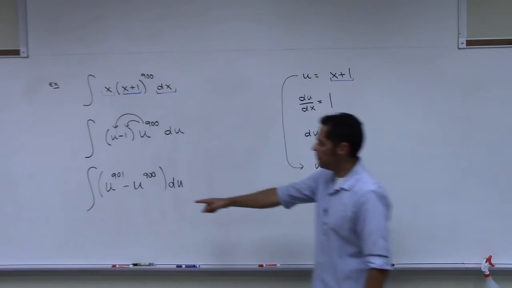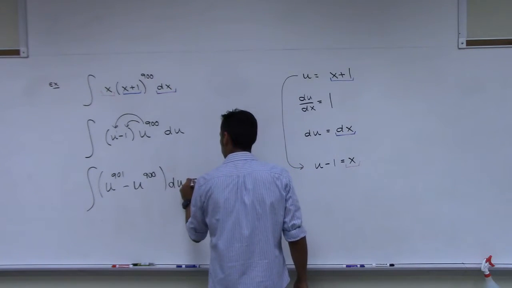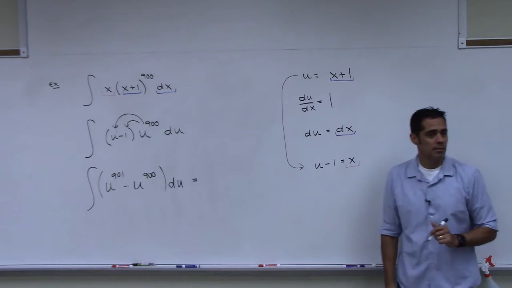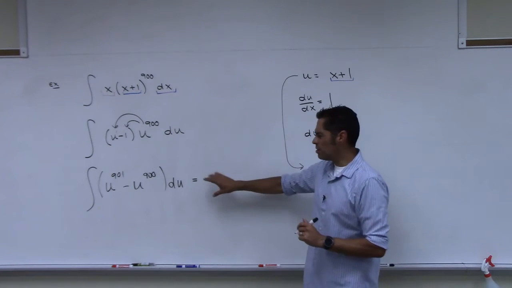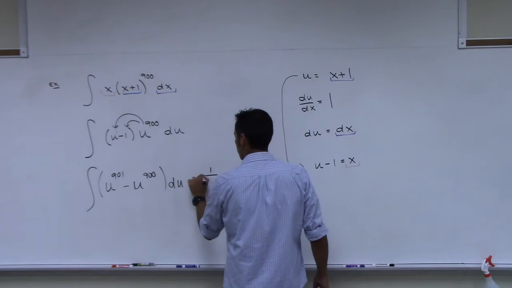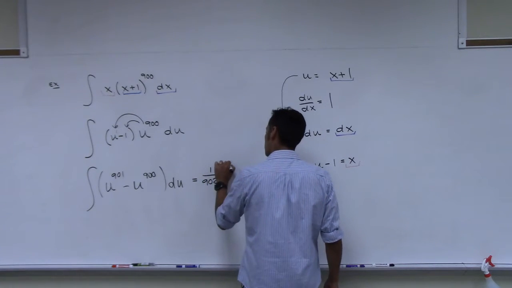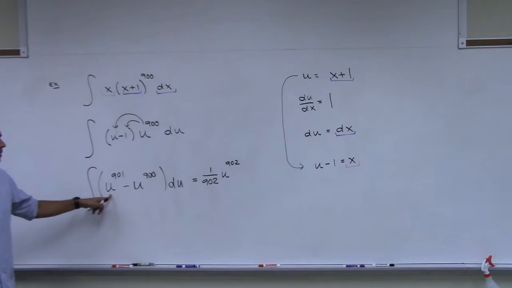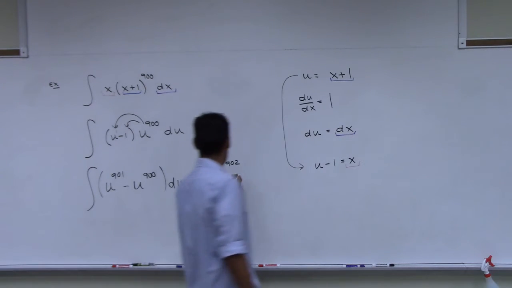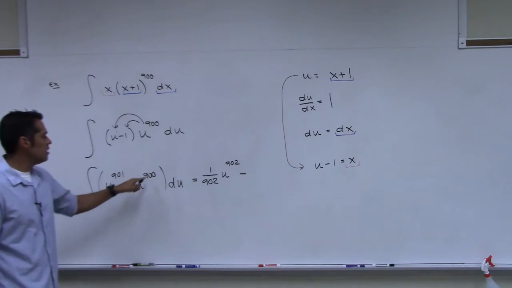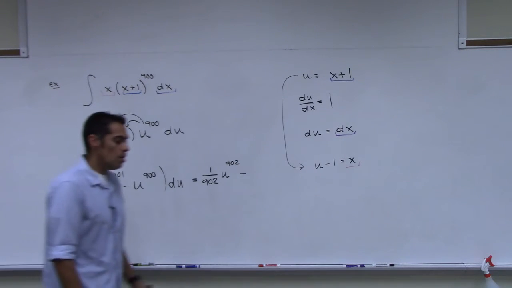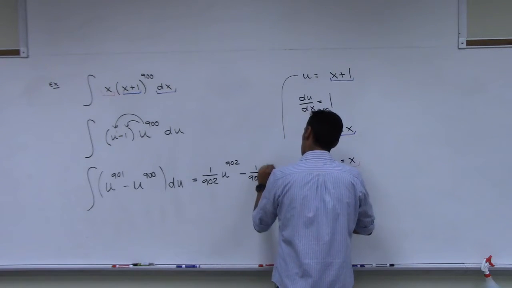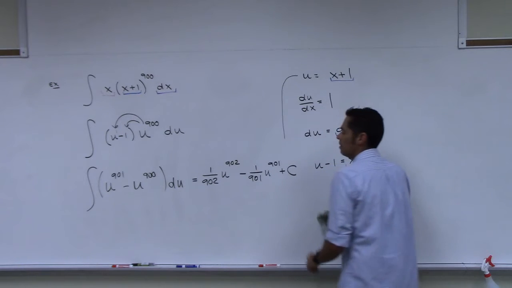What is the antiderivative of u to the 901 first power? You're supposed to add 1 to it, right? u to the 902, but you have to do something out front first. 1 over 902 u to the 902. That's the antiderivative of u to the 901. Minus, what is the antiderivative of u to the 900th? 1 over 901, right? 1 over 901 u to the 901 plus C.